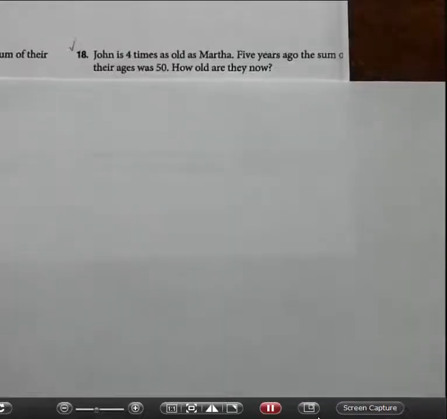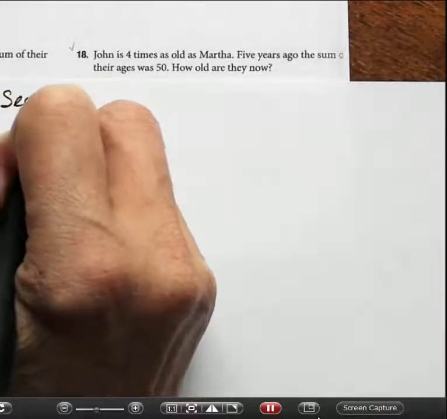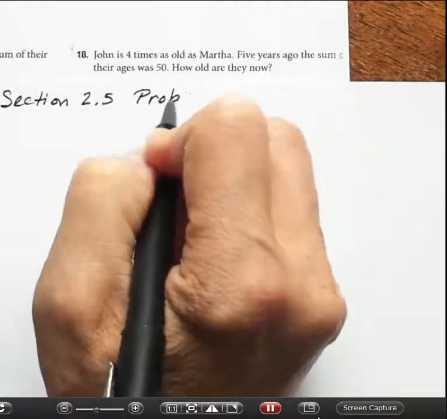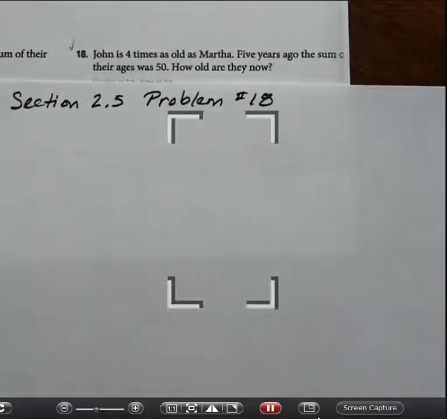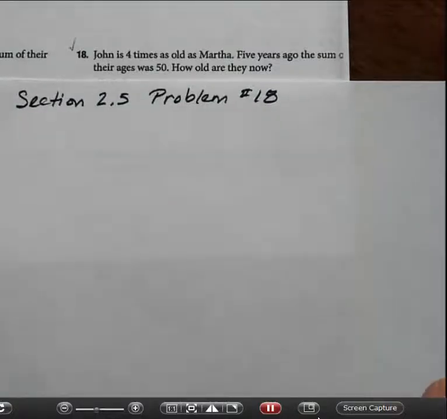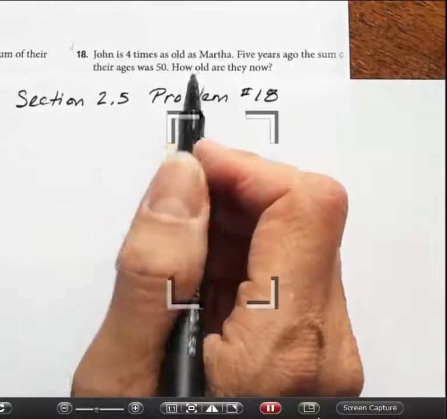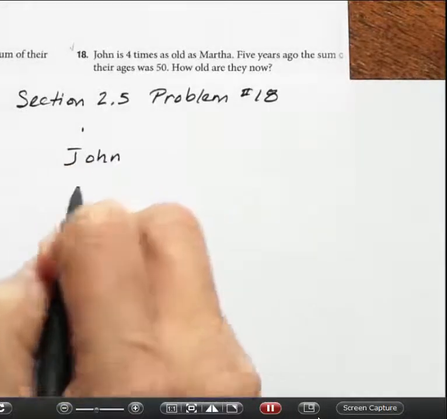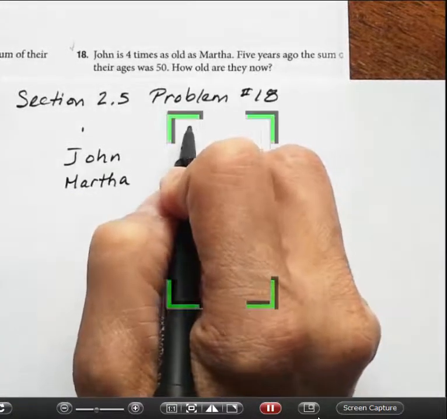Okay, the last problem we're going to do today is again from section 2.5, and it's going to be problem number 18. And this particular problem, they haven't given us a chart to fill in, so we have to fill in the chart on our own. And from the information that they're giving us, it says John is 4 times as old as Martha. So it looks like we're going to be talking about John and Martha. So put down John. We're going to put down Martha. We're going to make up our own chart. And we're going to say, well, this is their age now.